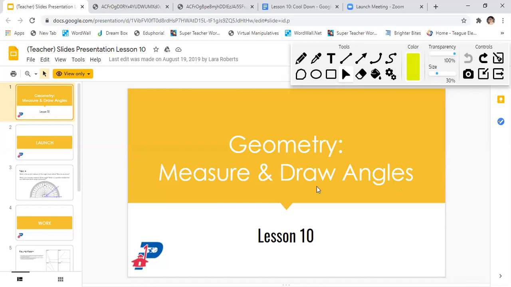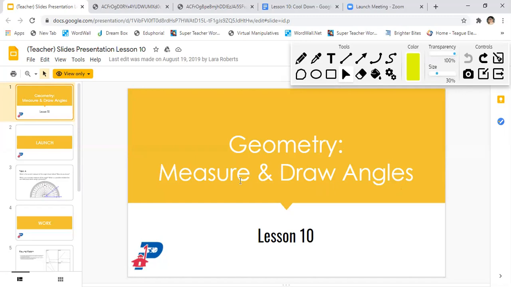We are going to measure and draw angles. We are going to use a protractor. So if you haven't gotten yourself a protractor, it would be so much fun if you did. That way you can use it and do some measurements. So today we're going to measure angles using a protractor, and we're going to draw angles with a given measure. That is going to be our objective for today.